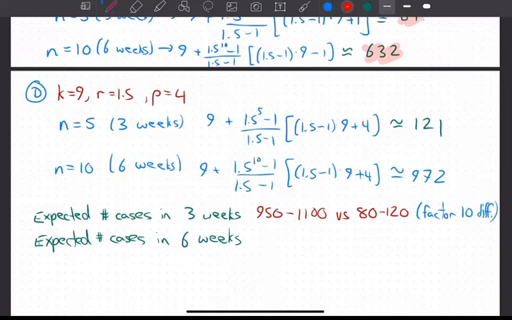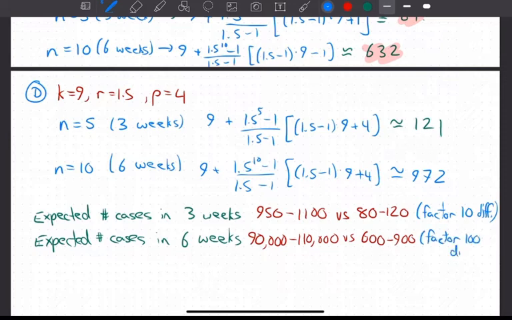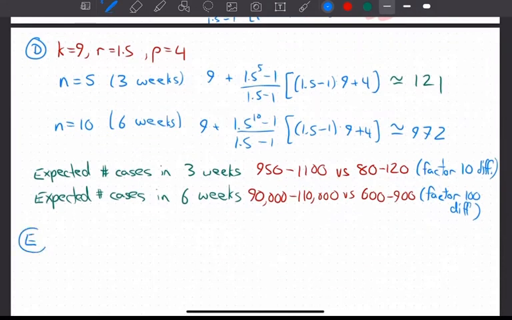Okay, and here we're looking at 90,000 to 110,000 versus 600 to 900. So factor 100 difference. Okay. So the last calculation I want to do is about the difference between acting now versus a week from now. So how much difference does a week make?